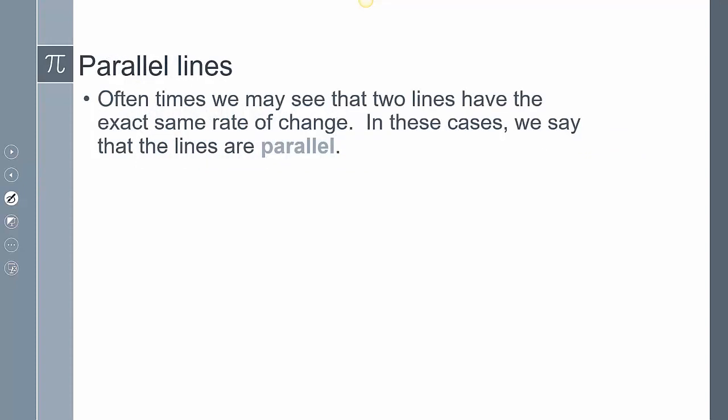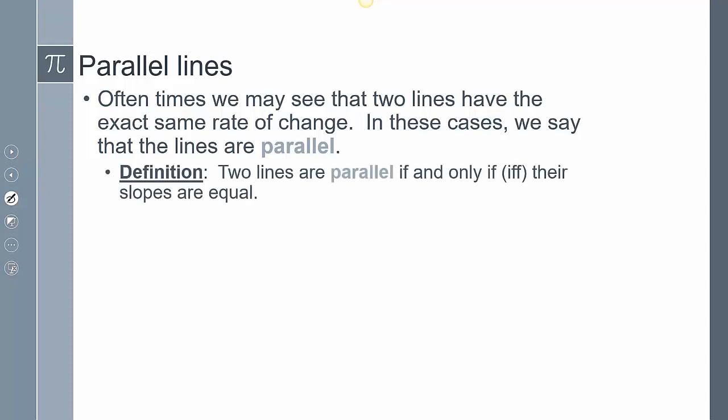So I know that in geometry we talked about what parallel and perpendicular mean, so I'm hoping that we understand what the meanings are. But understand that when we use this phrase parallel, what we're doing is we're comparing the rates of change between two lines, and we're saying that they are the same. And so by definition, two lines are parallel if and only if their slopes are equal.